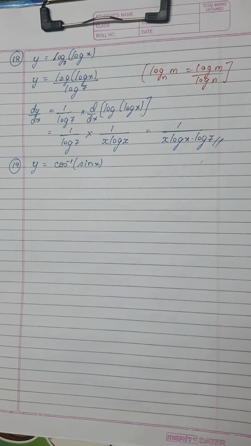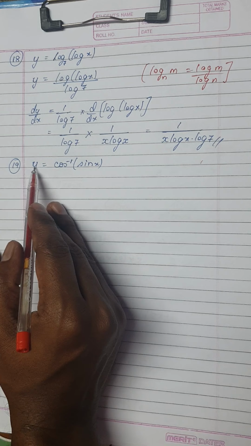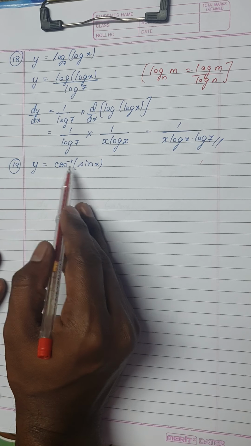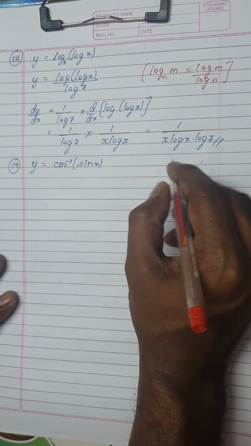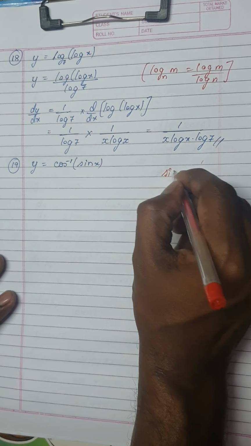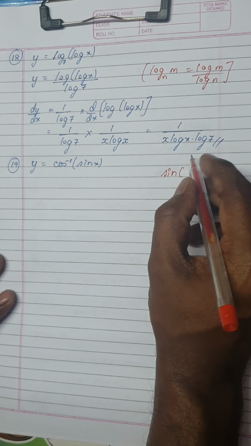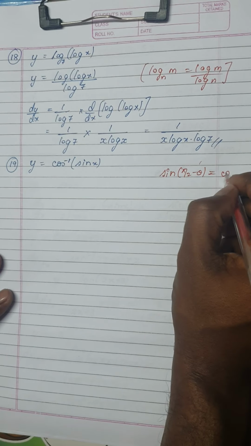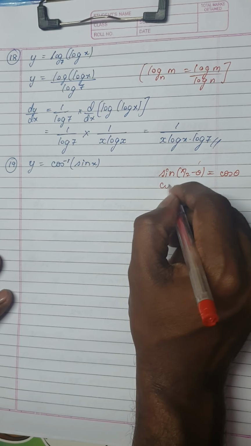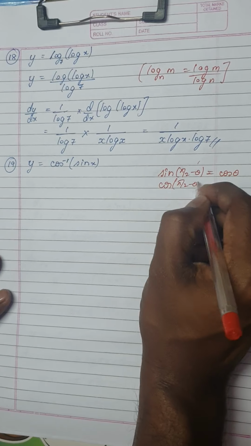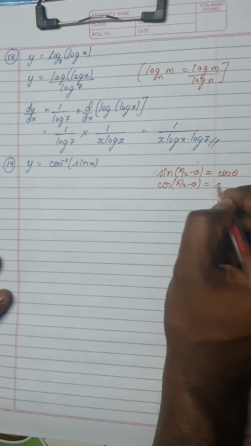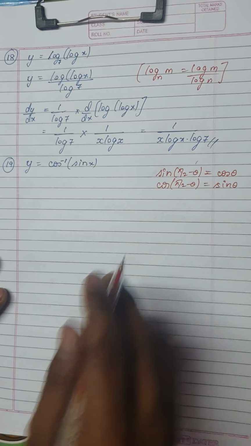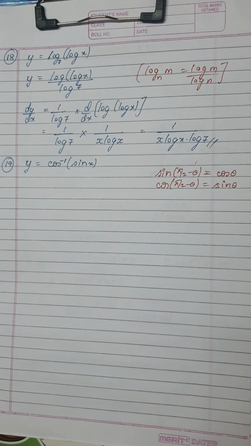Okay, now let us consider one last question for the session. I have y is equal to cos inverse of sin x. I am just going to do a small correction here. Now sin of 90 minus theta is nothing but what? Cos theta, or cos of 90 minus theta is nothing but sin theta. Just use it there.